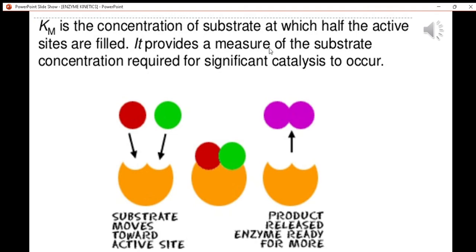A higher Km value indicates that more of the substrate is required for significant catalysis to occur. And a low Km value indicates that even at a lower concentration of the substrate, significant catalysis can occur and product can be produced. So, Km value is a measure of the ability of the enzyme towards the substrate. If the Km value is lower, the enzyme has more affinity towards the substrate and more reaction can take place at a lower concentration of the substrate.